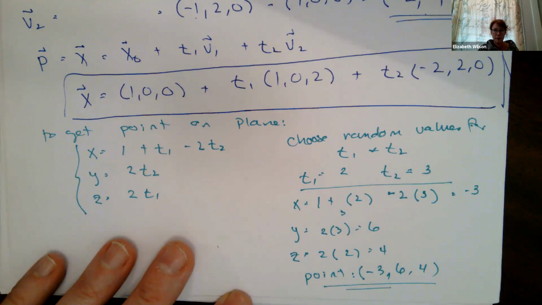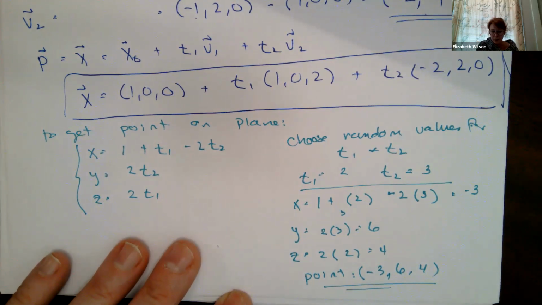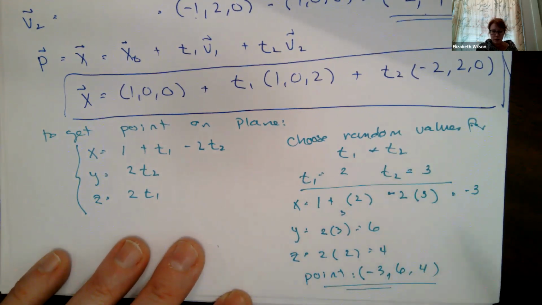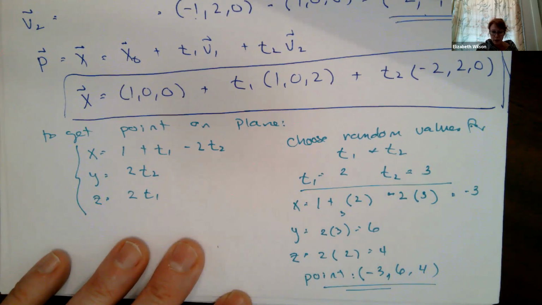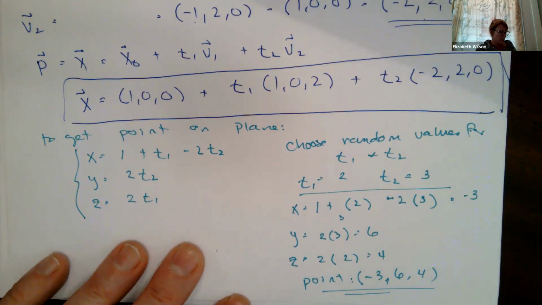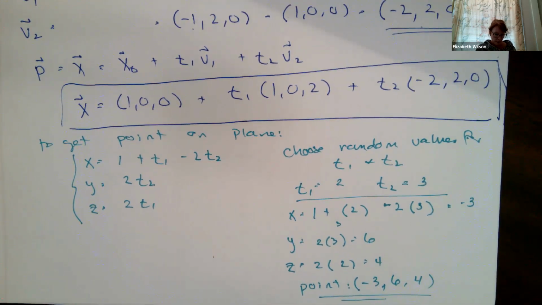Remember, this plane is infinite, so we actually have an infinite number of points, because I have an infinite number of possibilities to choose for t1 and t2. But that's how we would generate a point on this plane.